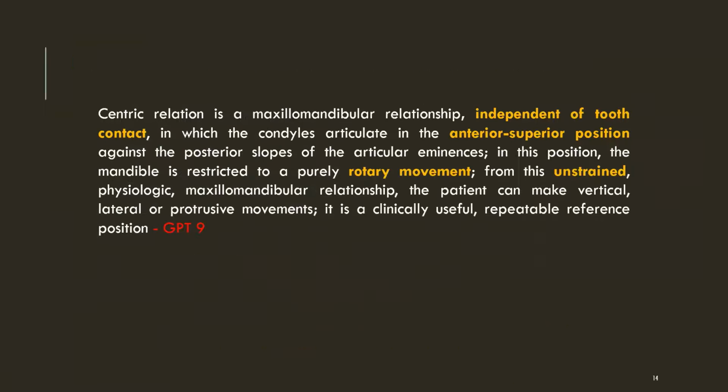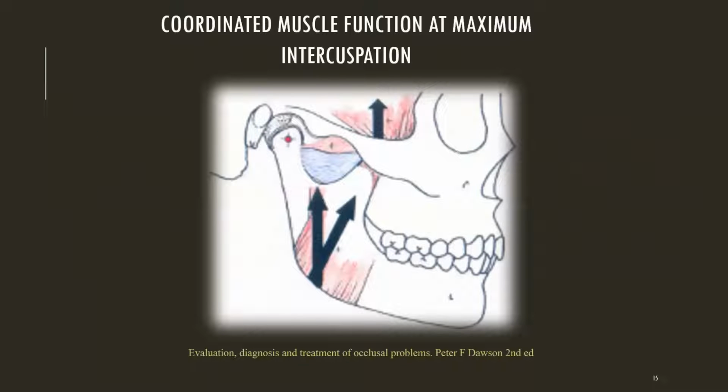Coming to the GPT-9 definition, which is the most recent definition, it stated that centric relation is a maxillomandibular relationship independent of tooth contact in which the condyles articulate in the anterior superior position against the posterior slopes of the articular eminences. In this position, the mandible is restricted to a purely rotary movement, and from this unstrained physiological maxillomandibular relationship, the patient can make vertical, lateral, or protrusive movement. It is a clinically useful, repeatable reference position.